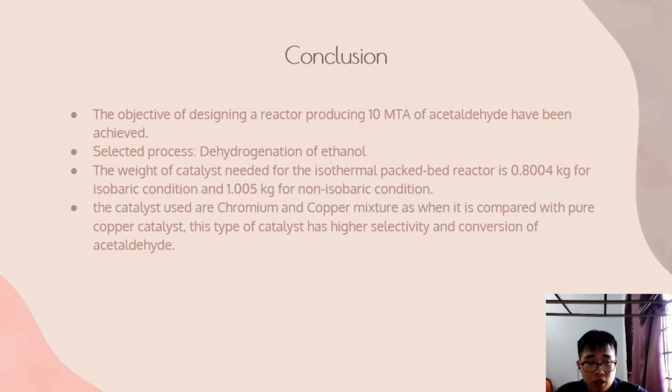In conclusion, the objective of designing a reactor producing 10 metric tons per annum of acetaldehyde has been achieved by selecting the process of dehydrogenation of ethanol. The weight of catalyst needed for the isothermal packed bed reactor is 0.8004 kg for isobaric condition and 1.005 kg for non-isobaric condition, respectively. The catalyst used is a chromium and copper mixture, compared with the pure copper catalyst, which is the typical one. This type of catalyst provides higher selectivity and conversion of acetaldehyde.